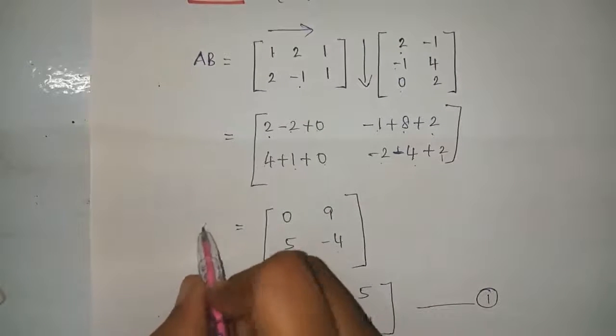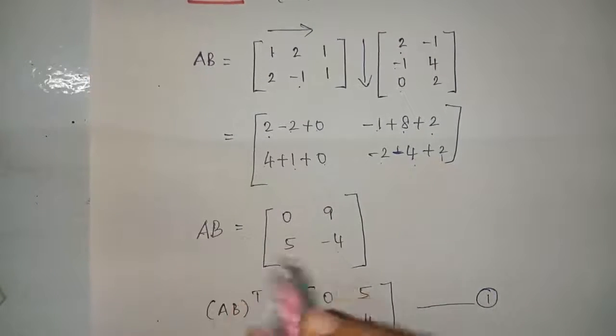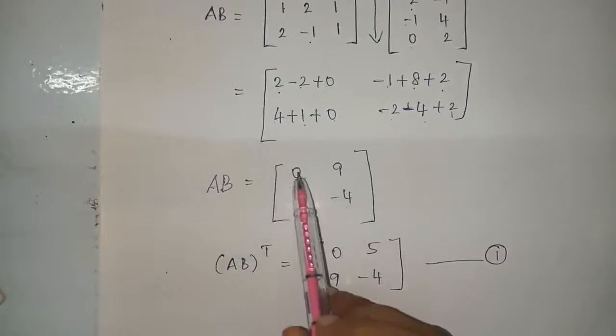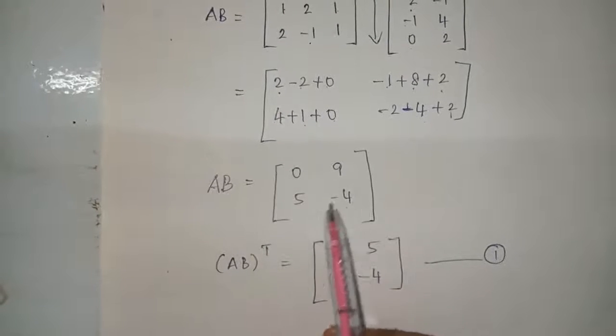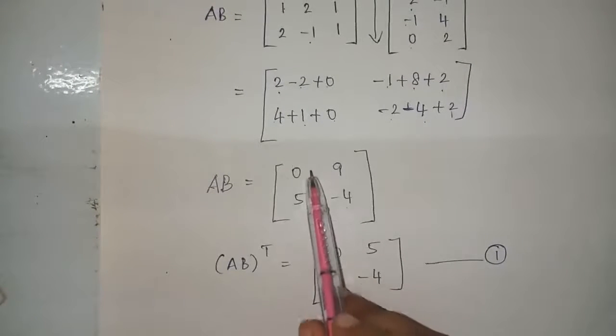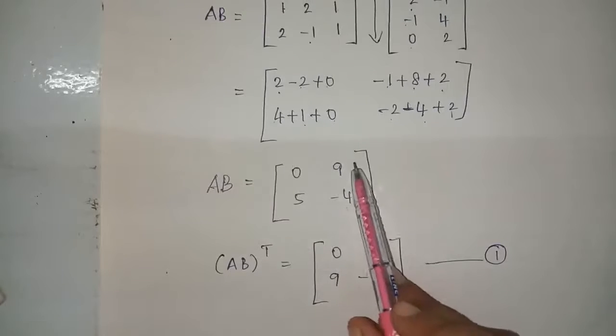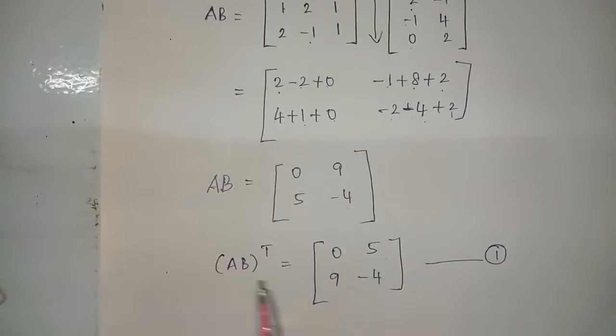Then you found the product of AB matrix. Next you have to find the transpose of AB. This is nothing but you change the rows into columns and columns into rows. So this is your first column, it will become your first row, and this is the second column, it will become the second row. So this is your equation number 1.